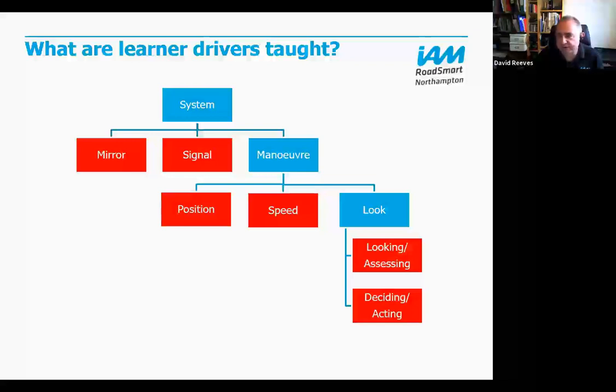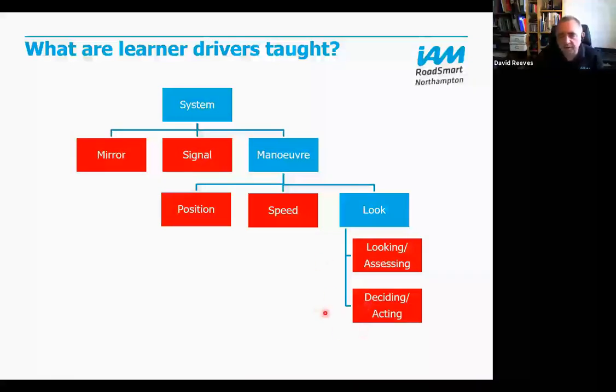Now looking at this, it doesn't look too dissimilar to our system, because we've got a little bit of information happening here, mirror and signal. Up there, I'll go back to my laser pointer. Up there, we've got mirror, then signal, then changing position, then changing speed, and actually this encompasses gear. It deals with automatics, but it also says, once you're at a new speed, then you should consider a new gear if appropriate. And then finally, we've got looking, assessing, deciding, and acting.